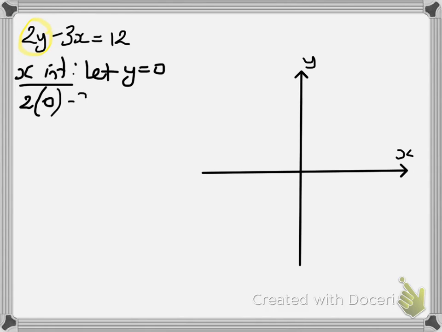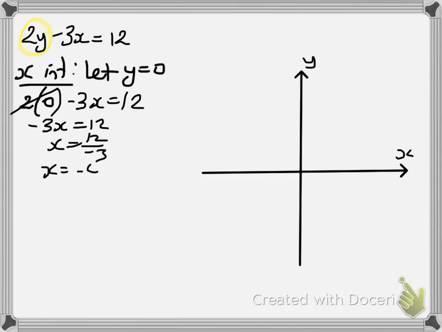Subtract 3x equals 12. What happens with the 2y? It basically crosses off. All I'm left with is minus 3x equals 12. x becomes 12 divided by minus 3. x is equal to negative 4, because the coordinate point on the x-intercept is negative 4 and 0. So I go across to negative 4 and 0, and there it is there. I label it as negative 4 and 0.